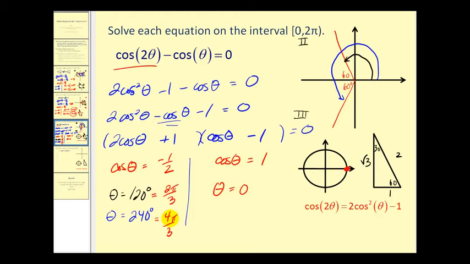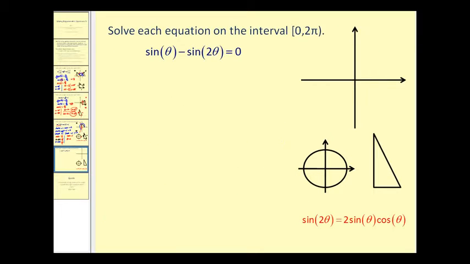I think we have time for one more. Again, notice we have sine theta minus sine 2 theta. Since this is a single angle and this is a double angle, we can't just isolate one of the trig functions. We're going to have to do a substitution using sine 2 theta equals 2 sine theta cosine theta. So let's start off with that.